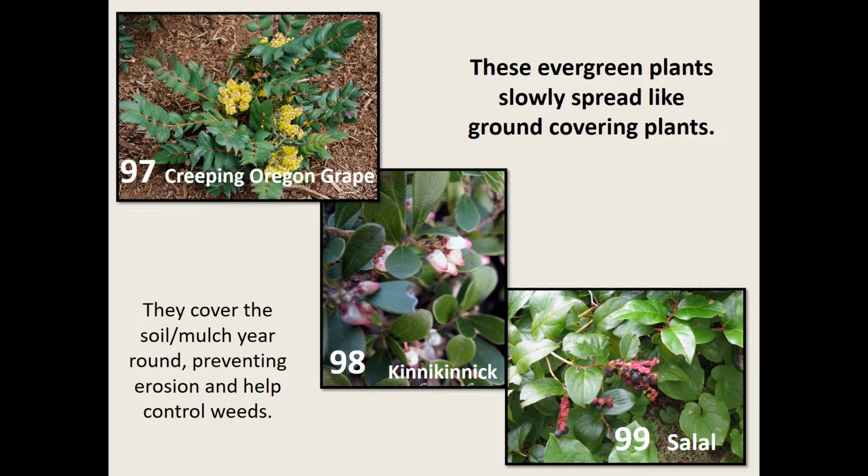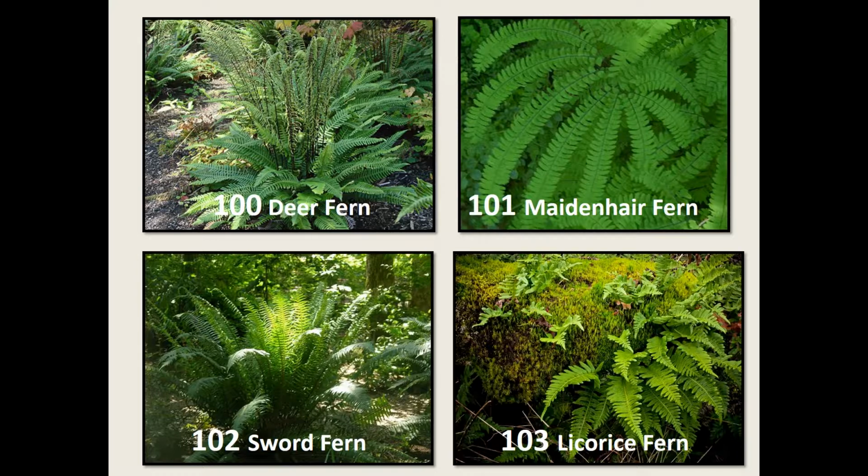Evergreen ground covers spread slowly. They will cover the mulch layer year-round, reducing erosion and weed seed germination. Some native ferns are evergreen, like deer fern, sword fern, and licorice fern. The delicate maidenhair fern flitters on thin ebony stems and will die back each fall.